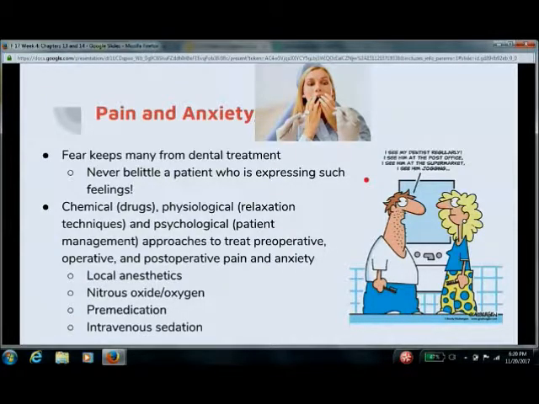And you can see my cartoon there. I see my dentist regularly. I see him at the post office, the grocery store, but not in the office, right?